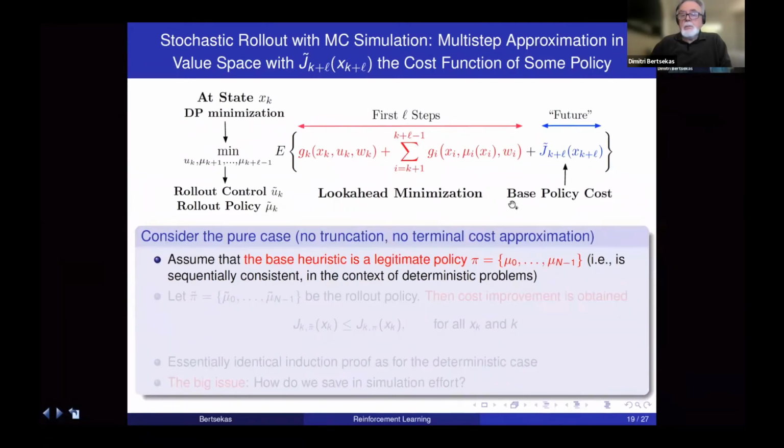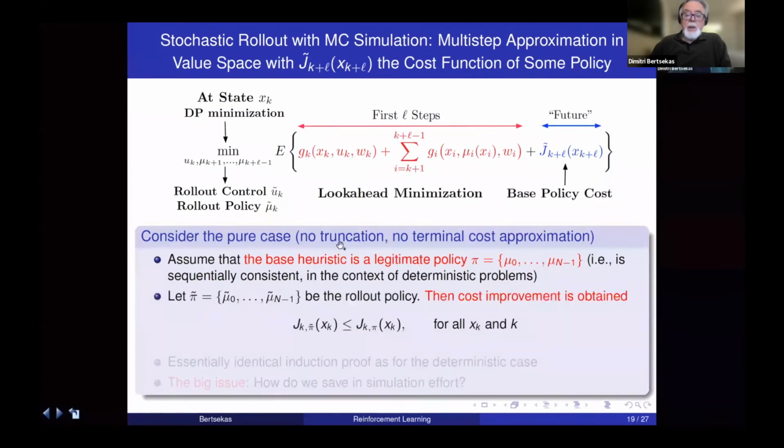There is a certain cost improvement result, which says that if the base policy is a legitimate policy, it's sequentially consistent, and that's the only kind that is worth considering in the case of stochastic problems. So we have a policy that gives an action, a control, for every possible state and stage, and you use that to generate these cost function values. If you do that, then you have cost improvement. Starting from any state and any stage, the rollout policy has a smaller cost than the base policy.